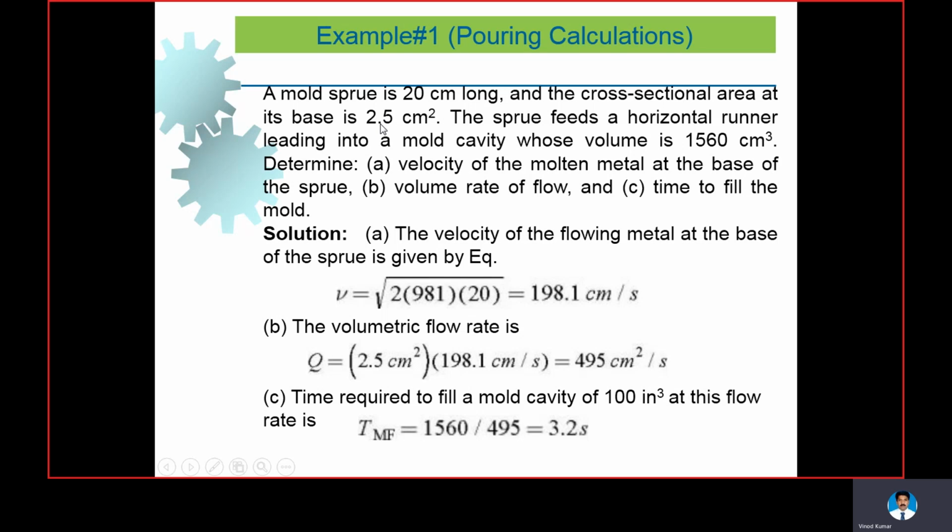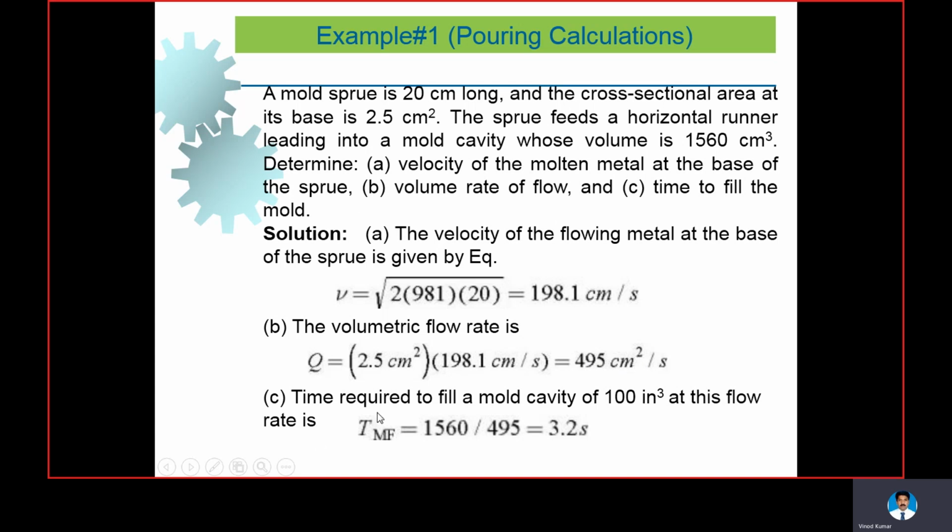We need to find the velocity of molten metal at the base. So we have an equation: velocity equals square root of 2gh, 2g times h, height 20 centimeter, we get velocity. Then we need to calculate the volume rate of flow. Q is equal to area times velocity. Area is given as 2.5. 2.5 times velocity will give you the flow rate in centimeter square per second.